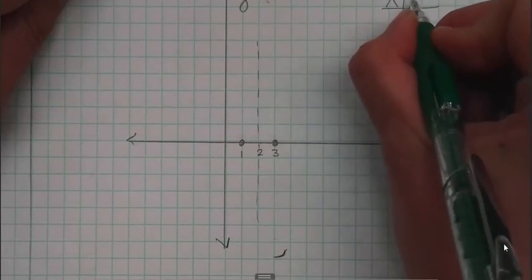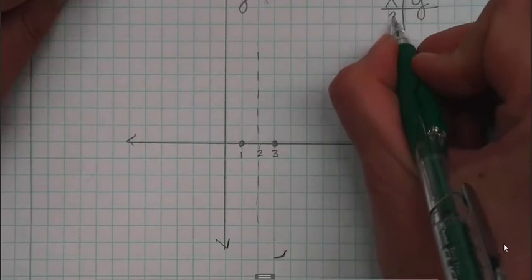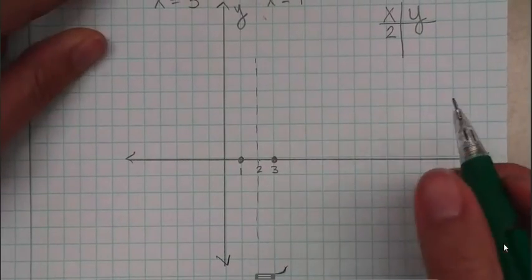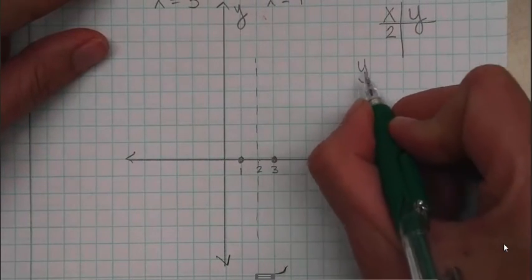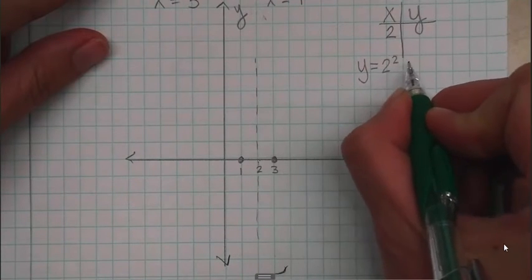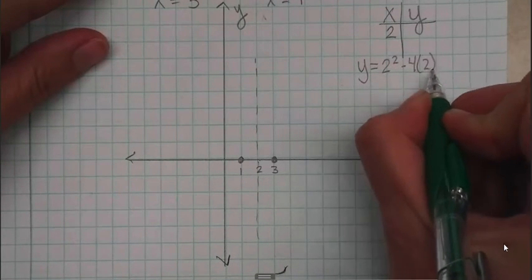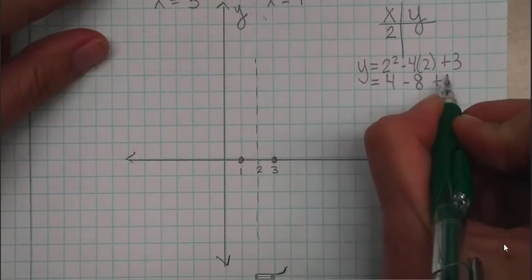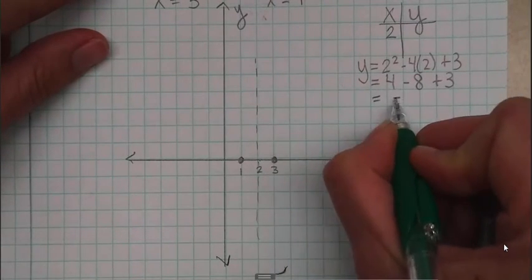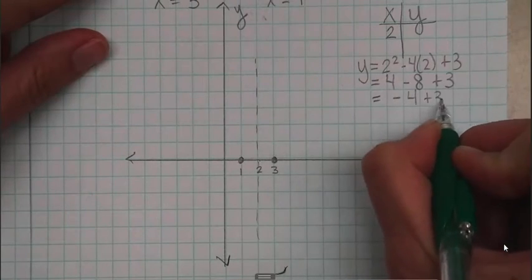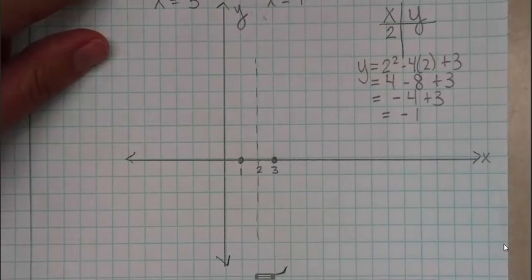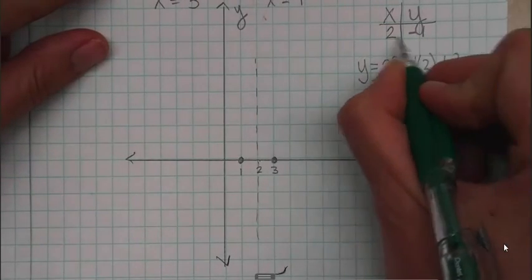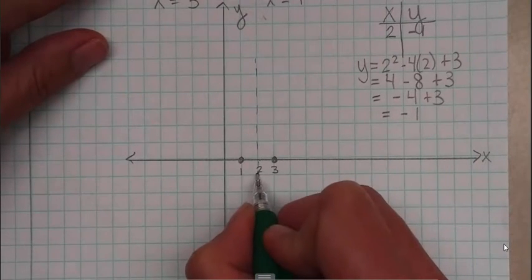So thinking of it in terms of an xy chart, I'm going to plug in 2. When I plug that into my equation, I'll have y equals 2 squared minus 4 times 2 plus 3. So that's 4 minus 8 plus 3. Negative 4 plus 3. That's going to give me negative 1. Okay, so my output, my vertex, is basically (2, -1).